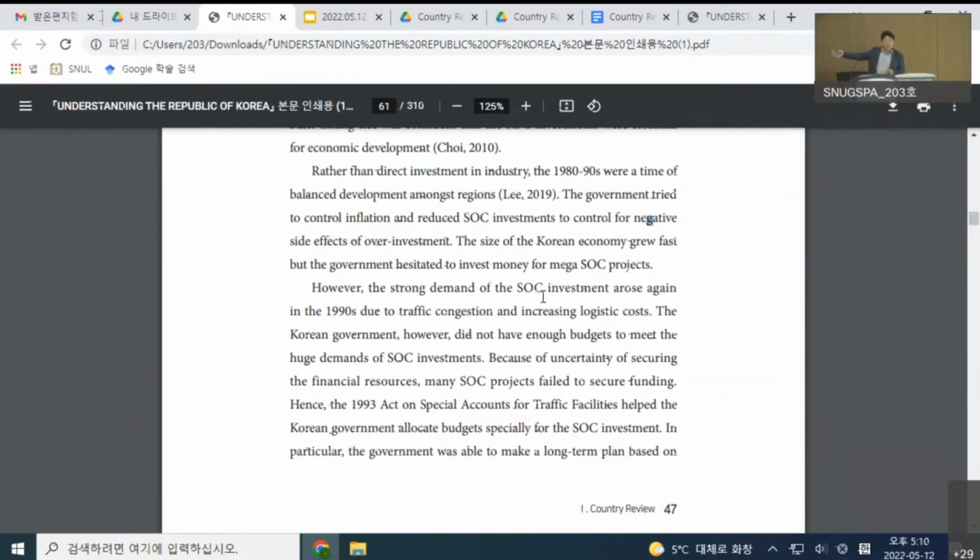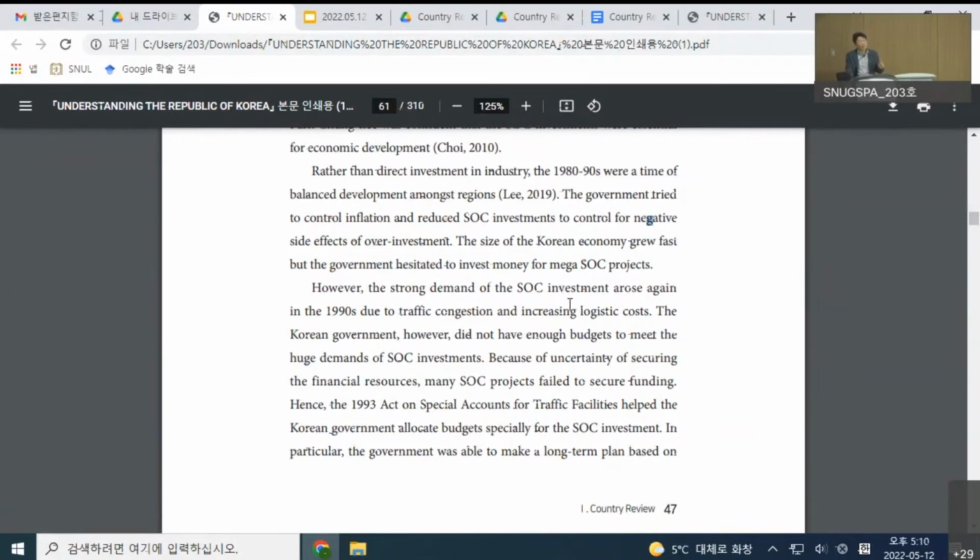If we look at this, we have very heavy traffic jams. But since the 1990s, the government changed its policy direction. So first, the shortage of money.